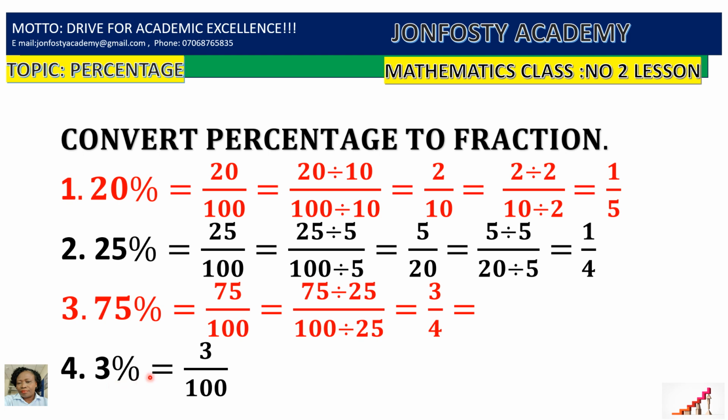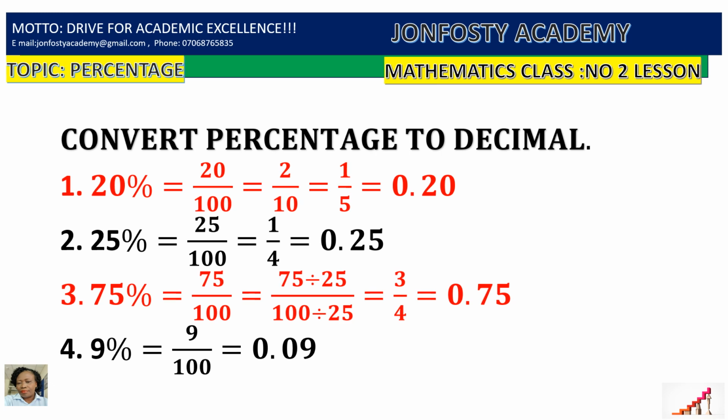The last question on this particular conversion of percentage is 3%. And the only thing we have to do here is to divide 3 by 100. And when you look at it, there's no number again that can further reduce it, and that's how we stop. The final answer remains 3 over 100.